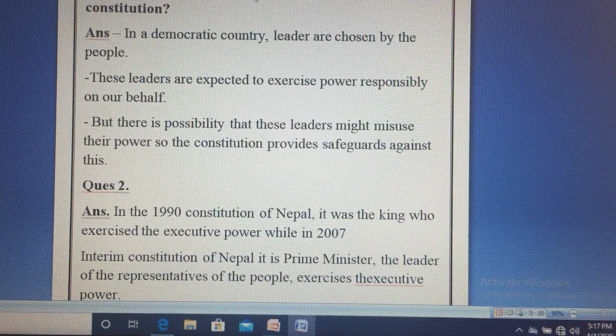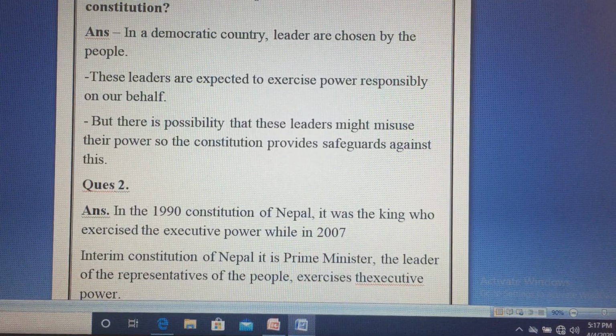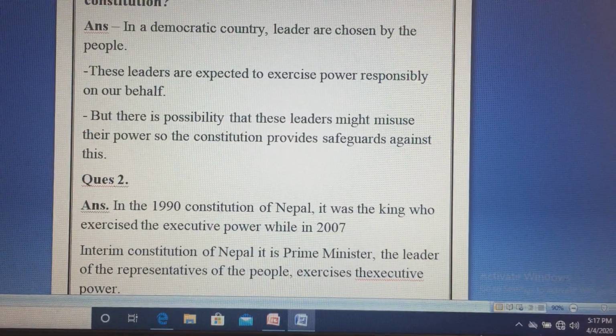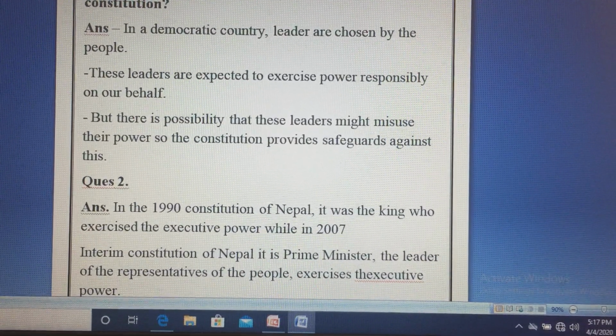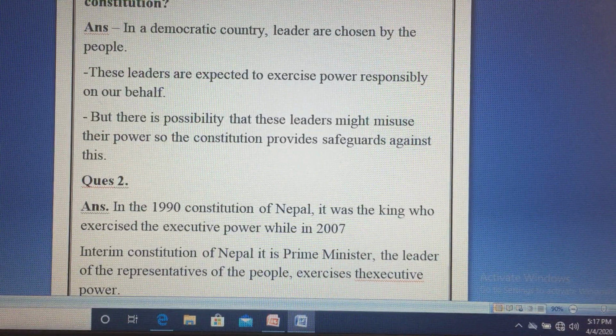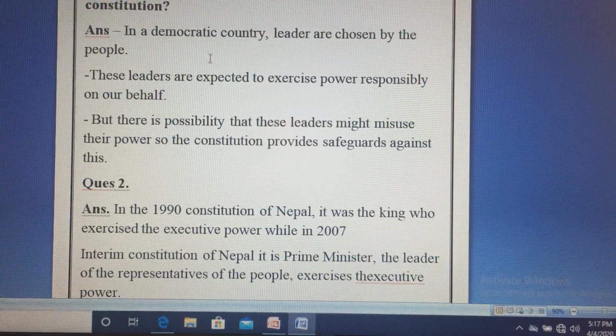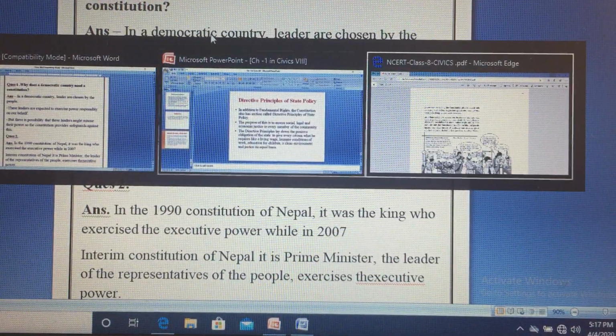But there is a possibility that these leaders might misuse the power. So the constitution provides a safeguard against this. In case these chosen leaders misuse power, the constitution has a safeguard to protect us. That's why we need a constitution to protect us from all these things.